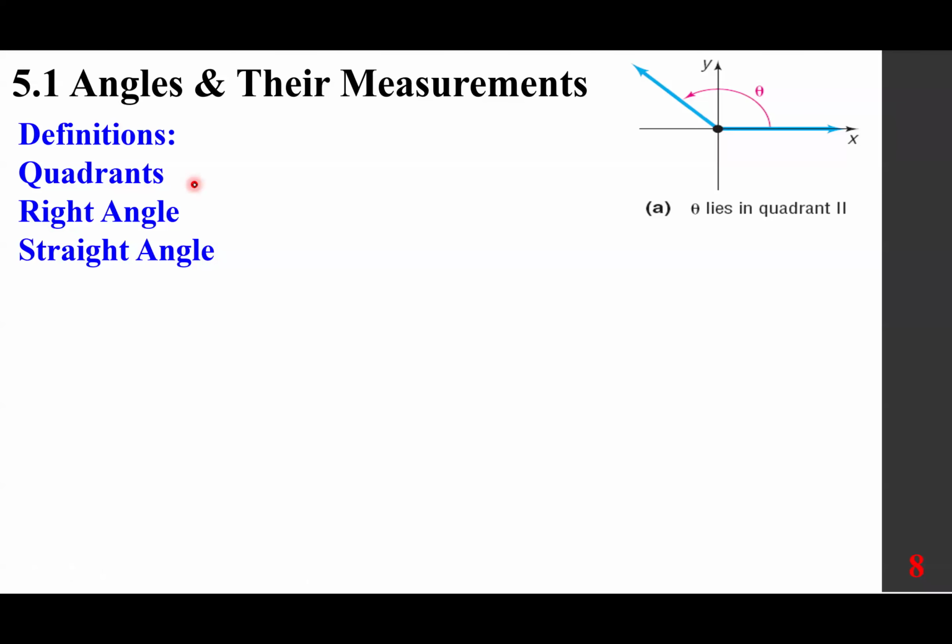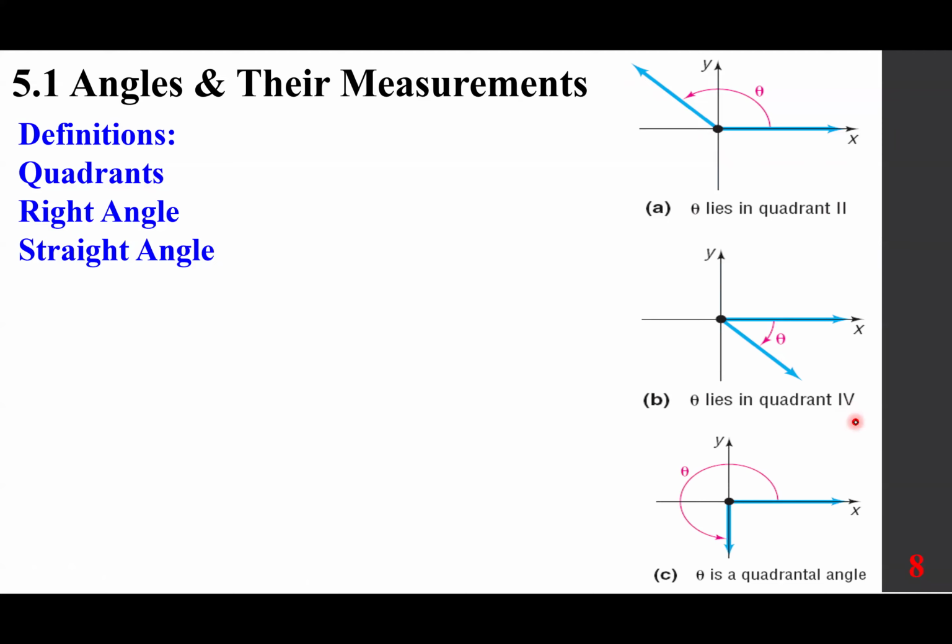All right, we discussed the quadrants, and now the right angle and straight angle. So as we mentioned, theta lies in quadrant 2 here, right? The terminal side of this one is in quadrant 4. This one, theta is a quadrantal angle because the terminal side is along the x or y axis.